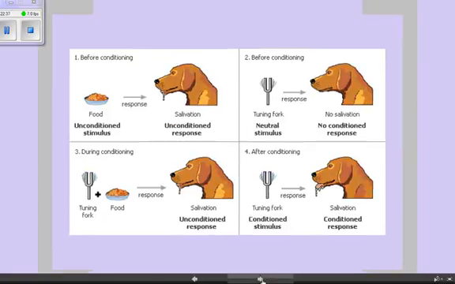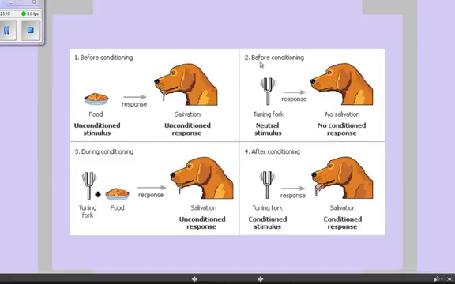Let's discuss what was happening before the conditioning and introduce the new terms we're going to use. The natural thing before the conditioning is this. The food, which is the unconditioned stimulus, brings a natural response, salivation. Remember we said why? Food and liquid need to go down to the stomach to be digested. So the unconditioned stimulus, which is the food, brings an unconditioned natural response, which is the salivation.